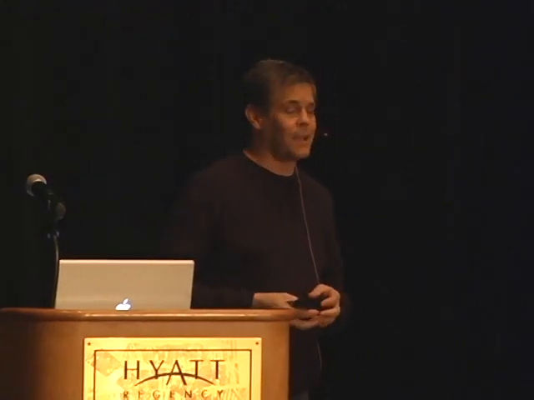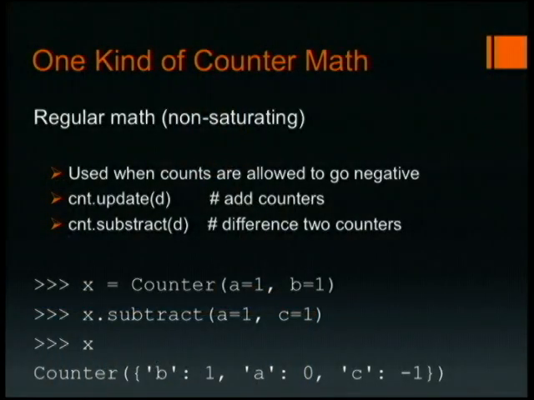Okay, so we have 2 kinds of counter math. One is regular math, or non-saturating. For regular math, we have 2 methods. We have counter update. If you take one counter and update it with another, it'll add the 2 counts together. So it's like I've accumulated 2 different bags. I've merged the bags and created a single bag. If you want to undo that operation, you can use counter subtract. It has a very obvious implementation where it loops over the input counter and then takes each of the counts and adds it on. And likewise with the subtract, it does a straight subtraction. So none of this is terribly surprising.